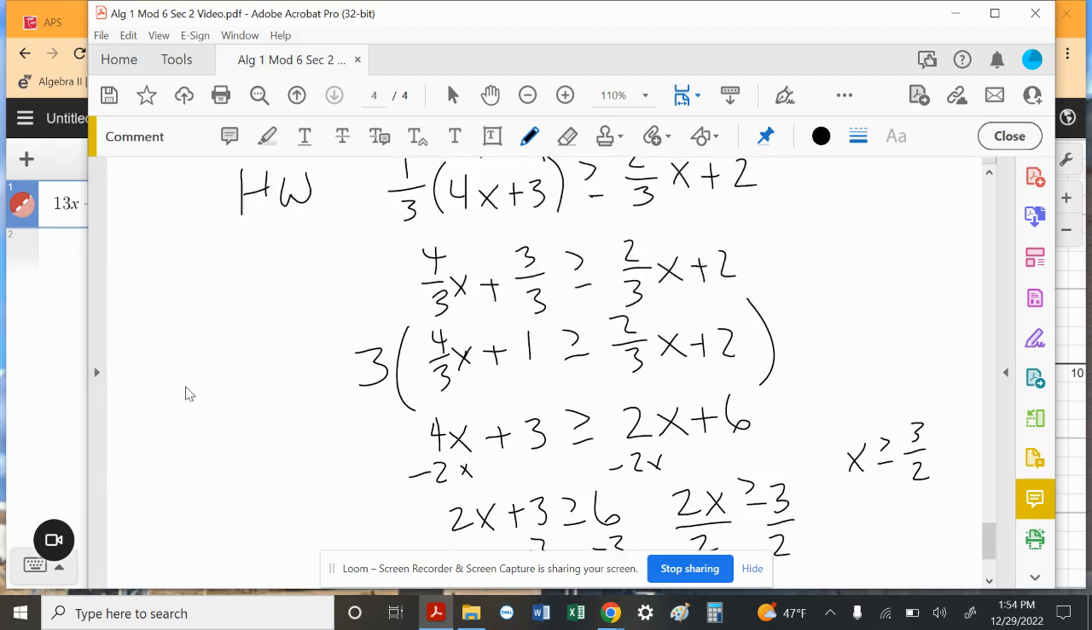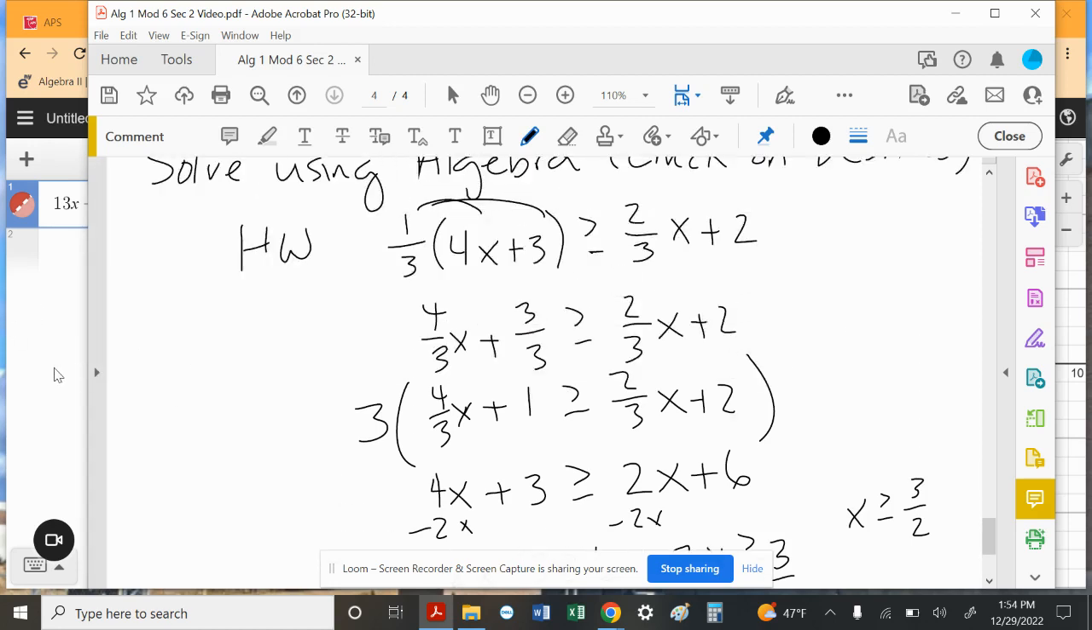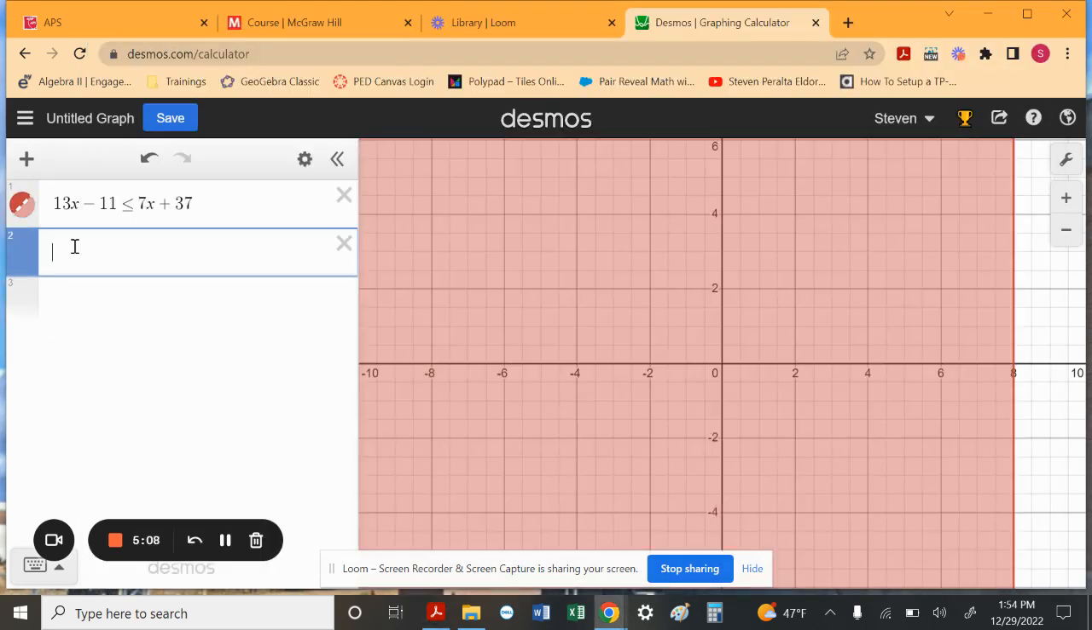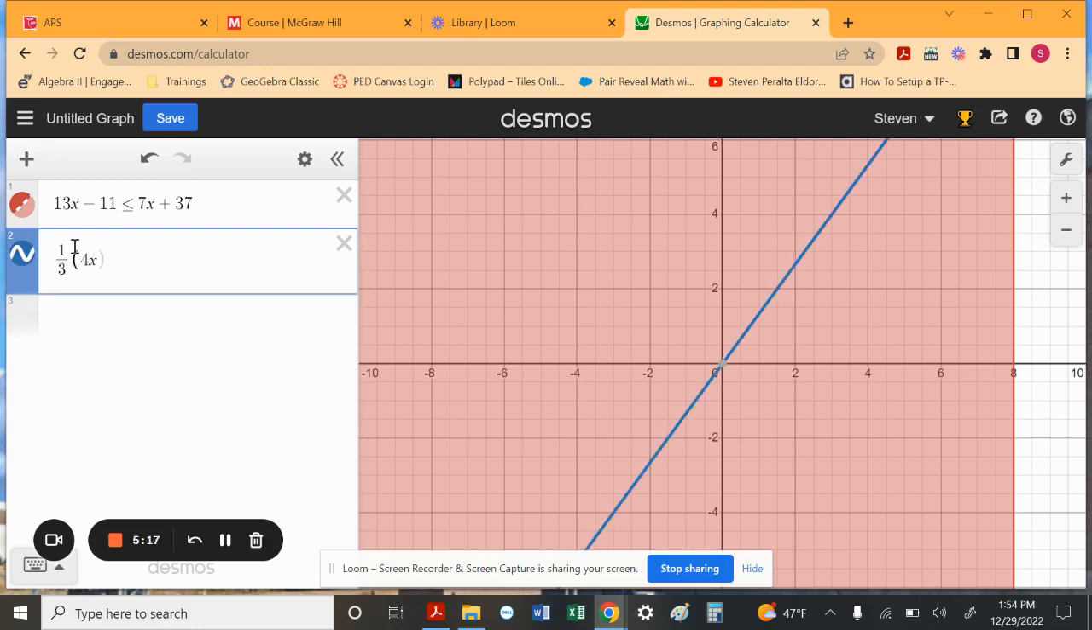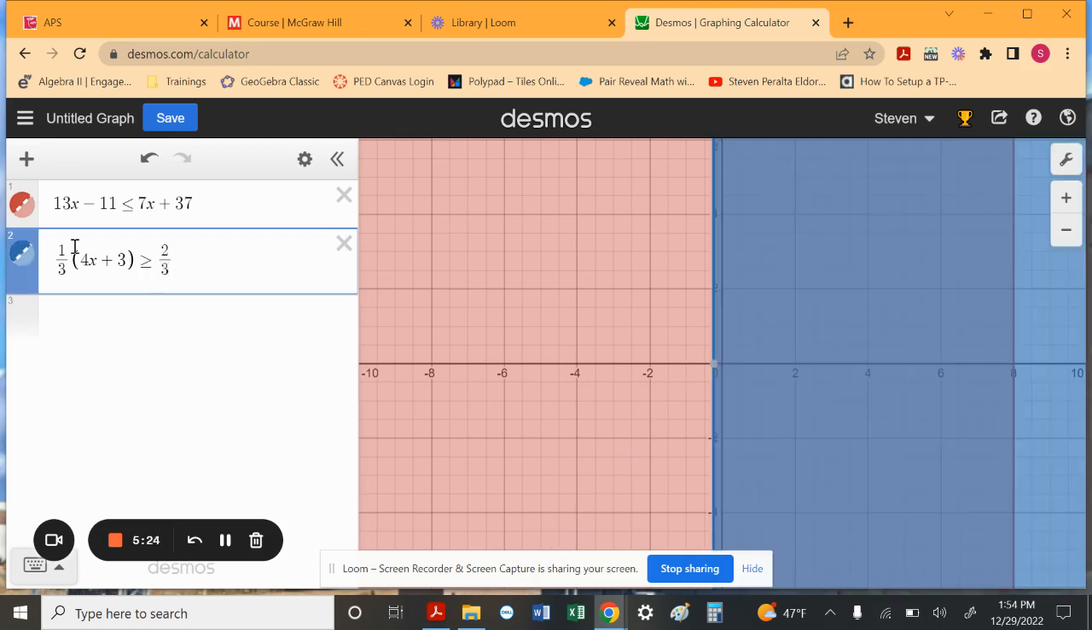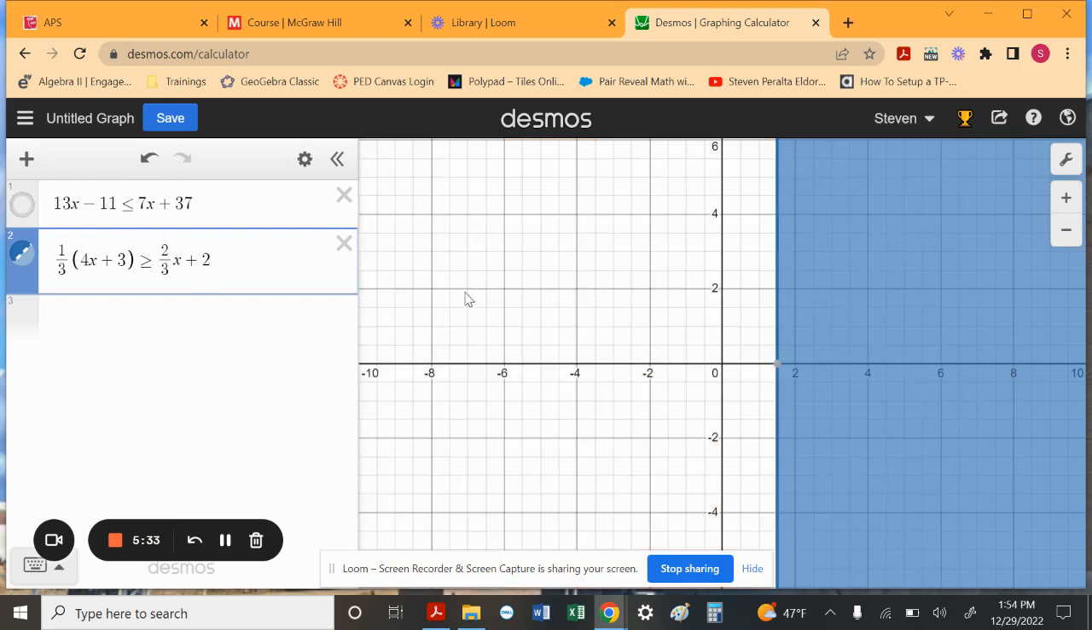Now, what's nice is that I can plug this in to verify my answer. So I'm going to plug in this equation. I have 1 divided by 3. Notice how it puts it in the right form for you. Times 4x plus 3 is greater than or equal to, you do that the same way, 2 divided by 3, x plus 2. And I'm going to go ahead and turn this off. So notice I turned off this equation here so I could see it.